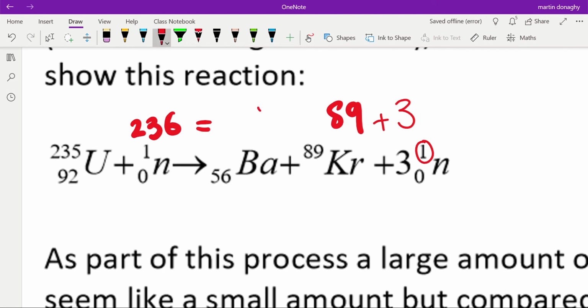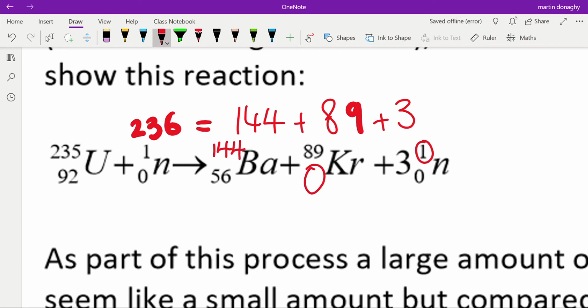And we then need to find out what the unknown is here. So that's just 236 minus 92 is on the other side. And it gives us that this has to be 144. Okay, and you can see if that's 144, both sides add up to 236.